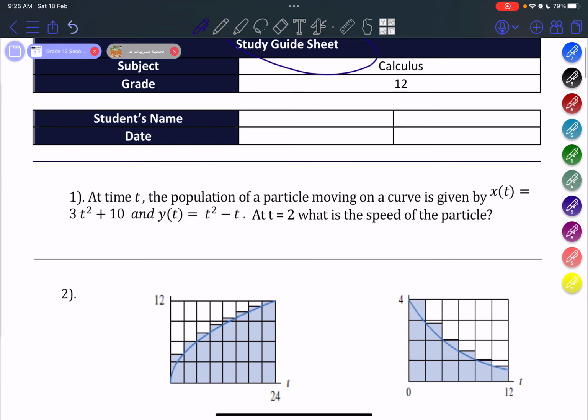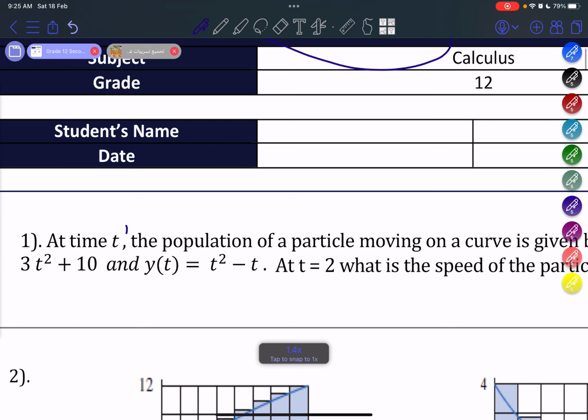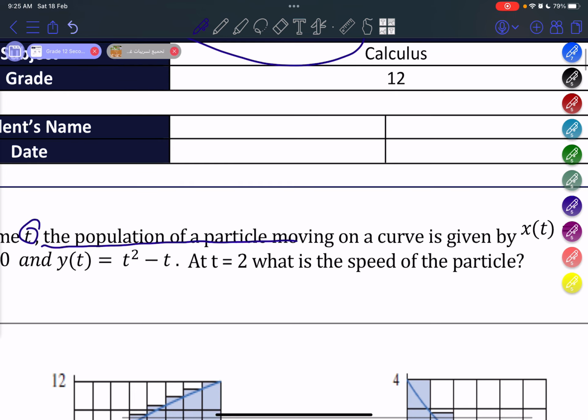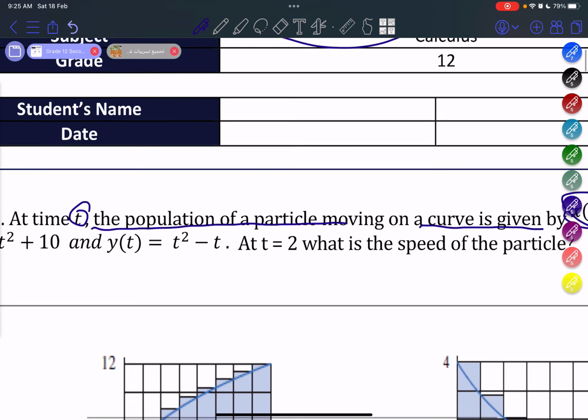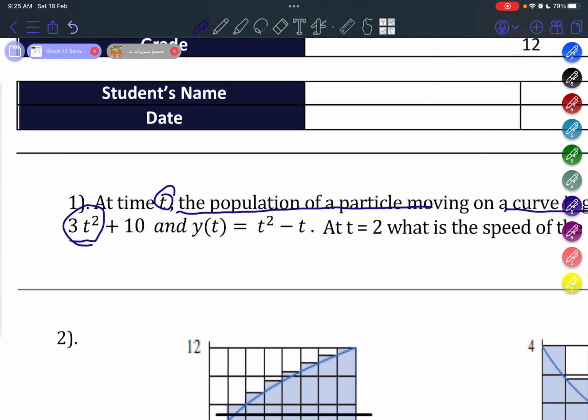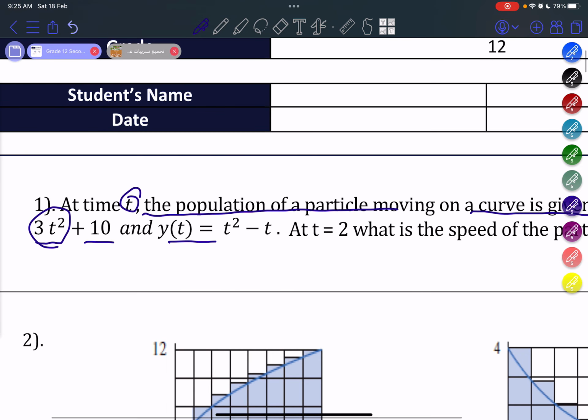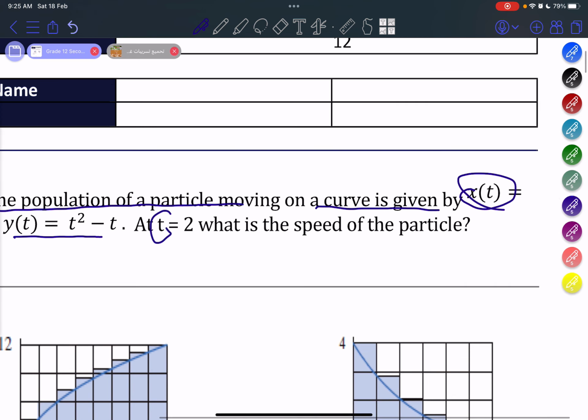We may begin with our first question, which is: at time t, the position of a particle moving on a curve is given by x of t equals 3t squared plus 10, and y of t equals t squared minus t. At t equals 2, what is the speed of the particle?